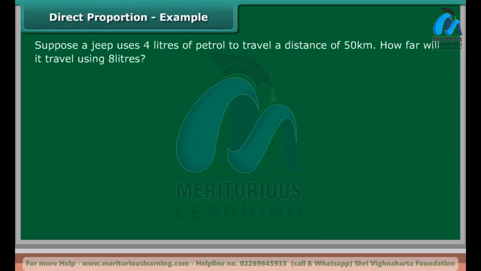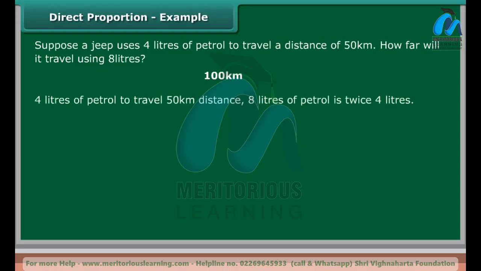Example. Suppose a jeep uses 4 liters of petrol to travel a distance of 50 kilometers. How far will it travel using 8 liters? The answer is 100 kilometers. We calculate the above answer in the following way. 4 liters of petrol to travel 50 kilometers. 8 liters of petrol is twice 4 liters. Therefore, 50 into 2 is equal to 100 kilometers.